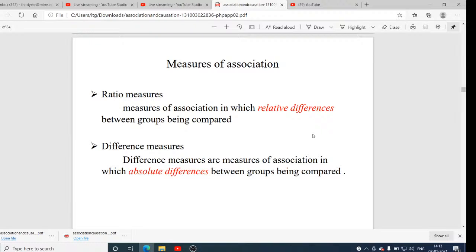So it's measures of association. There are different types of measures of association, one of which is ratio measures. Ratio measures measure the association with relative differences between groups being compared. So there are two different groups being compared to each other, and that is a measure of ratio. And rates are something which is differentiated within the group.